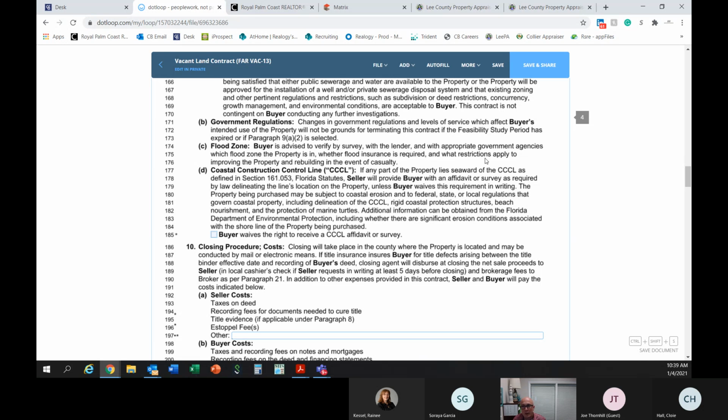Flood zone. Buyer is advised to verify by survey, with the lender, and with appropriate government agencies which flood zone the property is in, whether flood insurance is required, and what restrictions apply to improving the property and rebuilding in the event of casualty. Okay, if you need additional protection on this, there is a flood zone addendum that you can add that will add additional coverage and allow extended time to perform your due diligence in that manner.